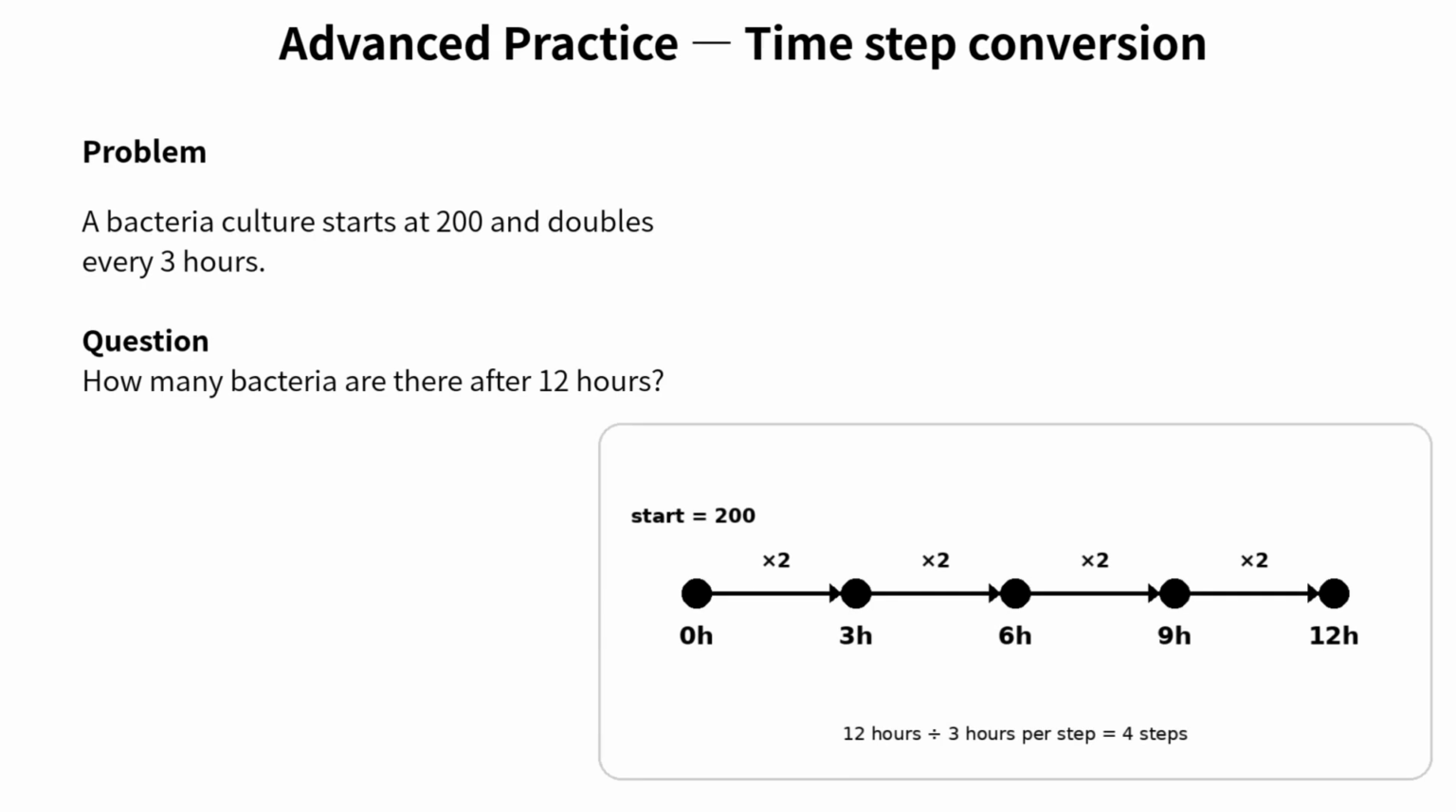Advanced practice. The key is converting time into steps. The culture starts at 200 and doubles every 3 hours. Find the amount after 12 hours. First convert 12 hours into the number of steps. How many 3-hour chunks fit into 12 hours? Pause and solve it, then we'll go through it.